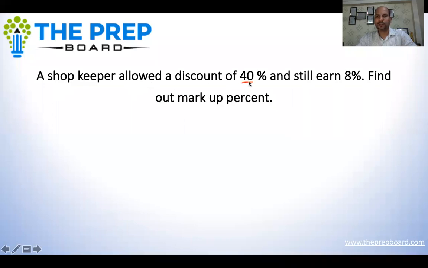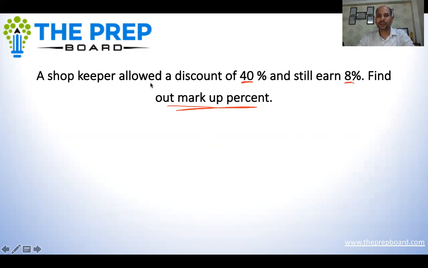A shopkeeper allows a discount of 40% and still earns 8%. Find out the markup. Now you can say this is a question from profit, loss and discounts. Okay, this is a little bit lengthier or more difficult type of question. So what we are saying here: a discount of 40%, earn profit 8%.